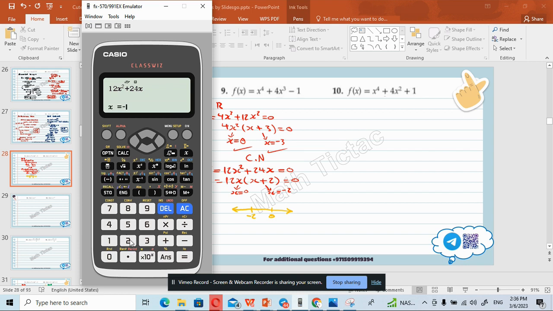So the first one was positive. What about the second one? It's negative. So positive, negative. Then for the last one, I'll calc at 1, for example. This is positive. So here we have positive, negative, positive.